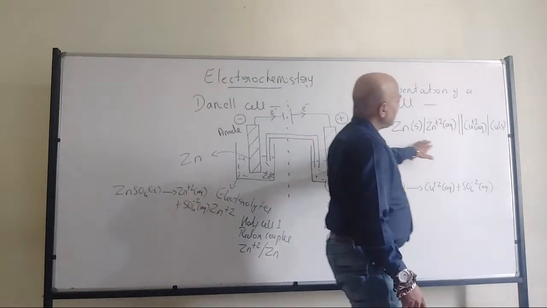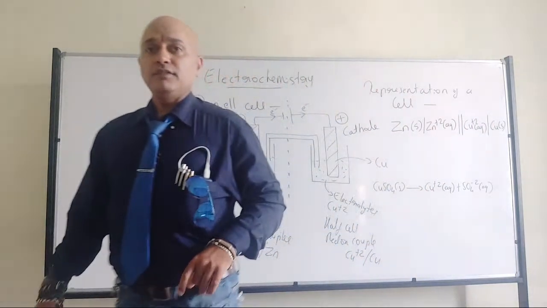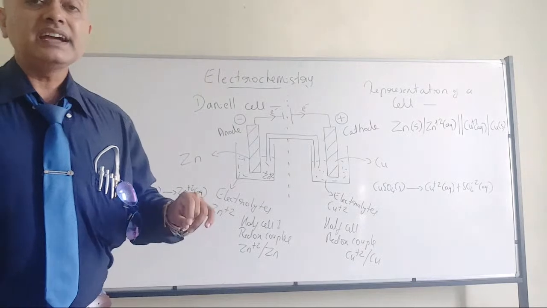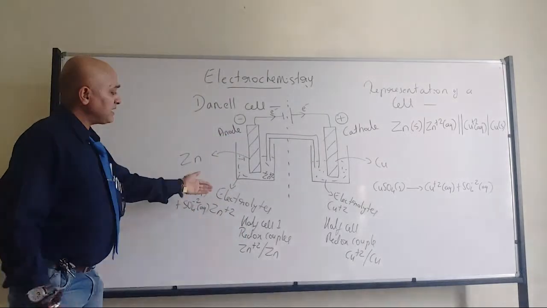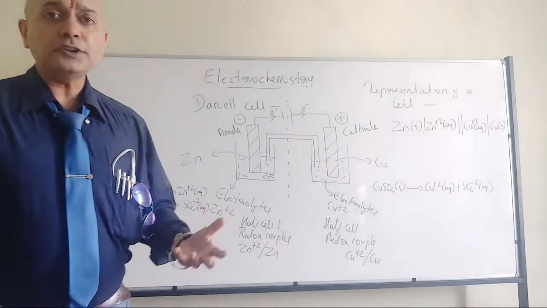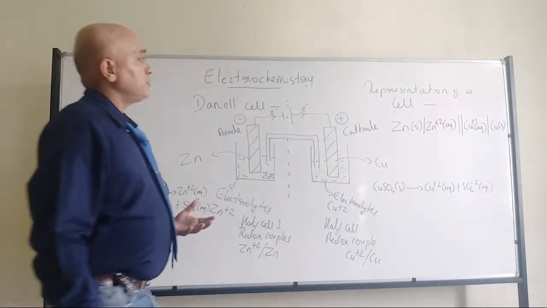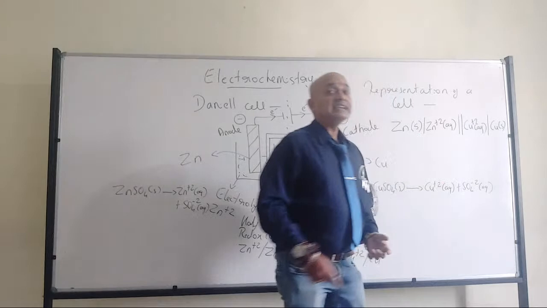This is how a cell can be represented, and on this you can expect the question. For the representation of an electrochemical cell, you can expect the question. You can expect the question on electrolytes. You can expect the question on salt bridge. One mark question I am talking about. Okay? So that's how we have the representation of the Daniell cell.